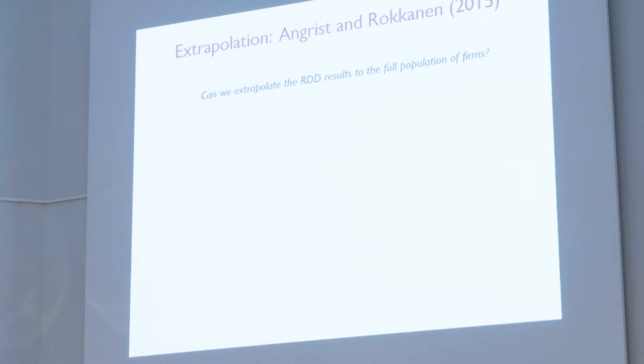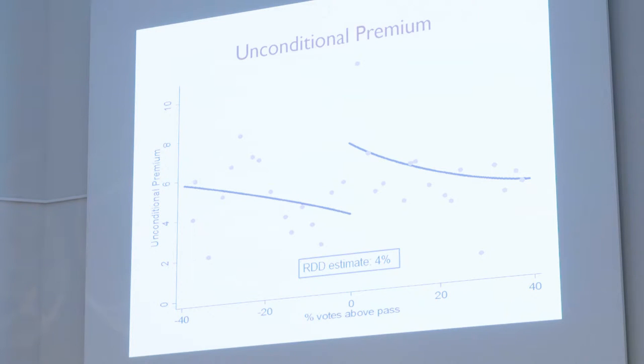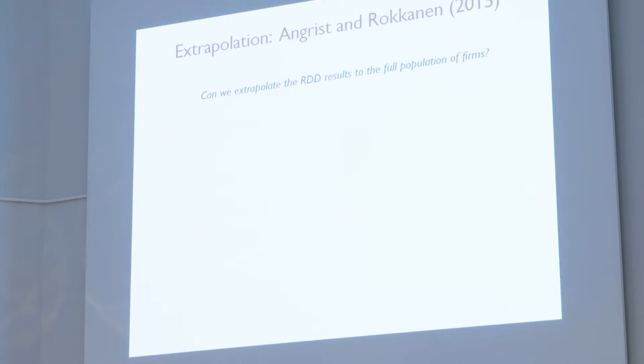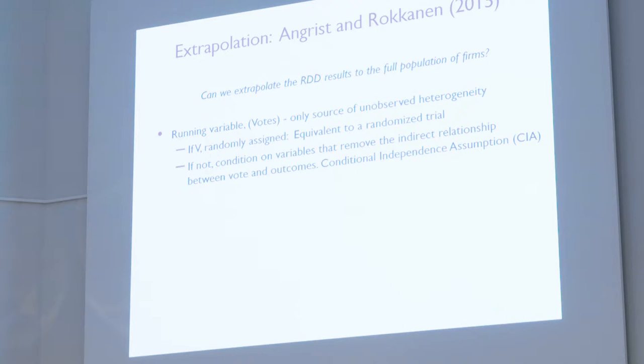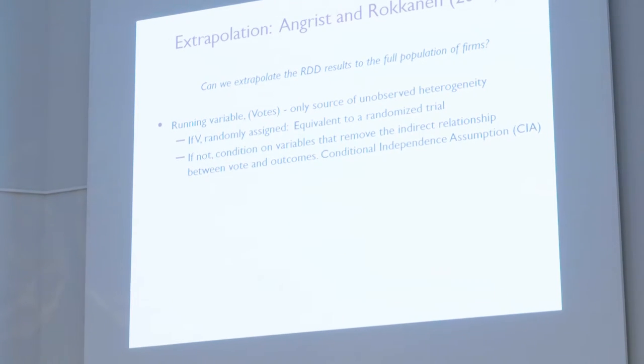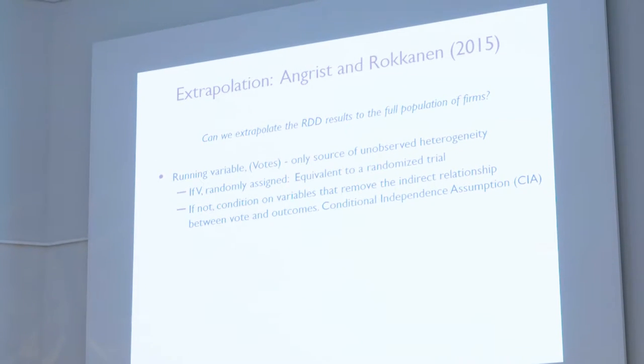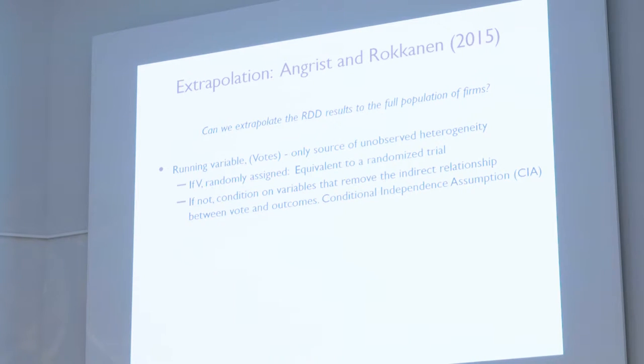Okay, so now, next trick. We want to extrapolate this to the whole population, right? And we're going to use an idea from Angrist and Rokkanen, and the idea is the following. In the RDD paradigm, the only source of heterogeneity is the vote. If you have two firms with the same vote, they come from the same population of firms, right? Now, if the votes were random, that's great. You could just run ordinary regressions, and you would be fine. And the problem is that the votes are not random. They are endogenous.